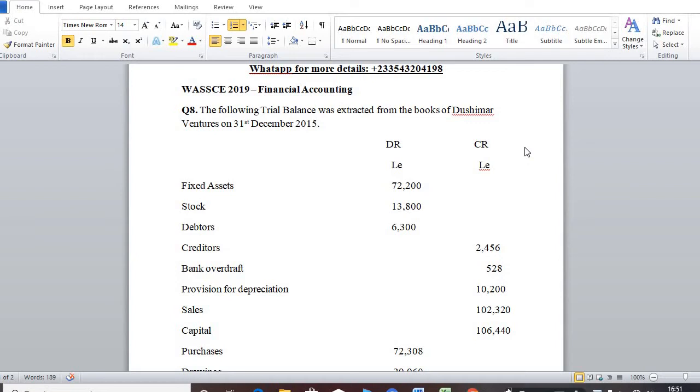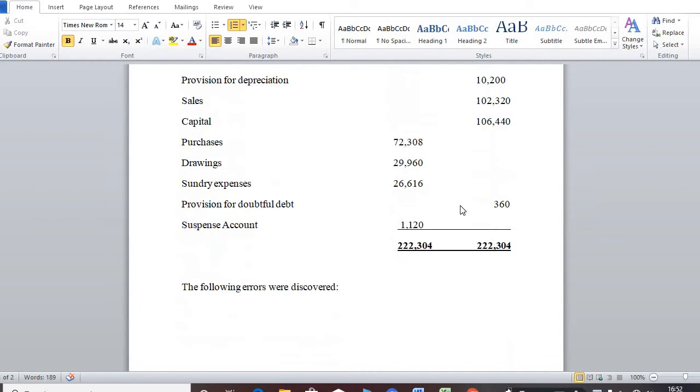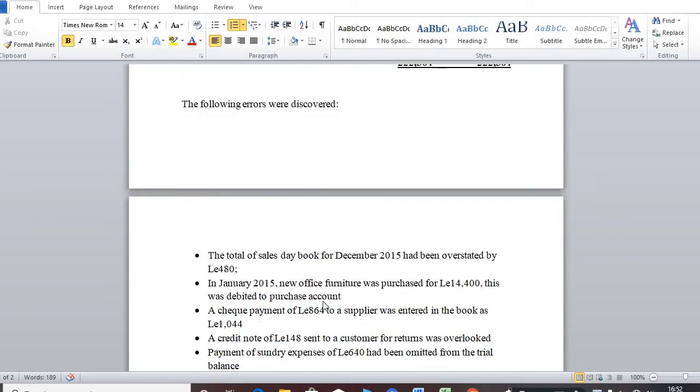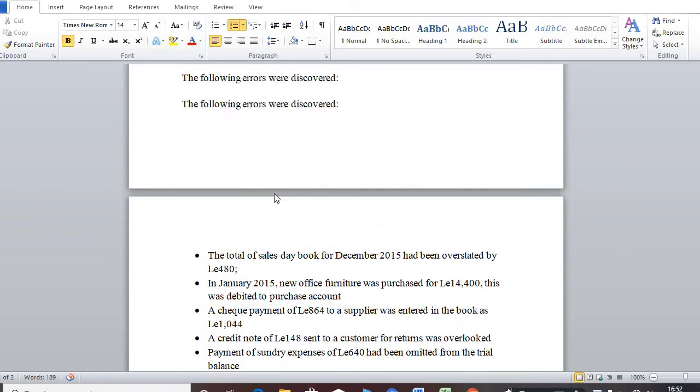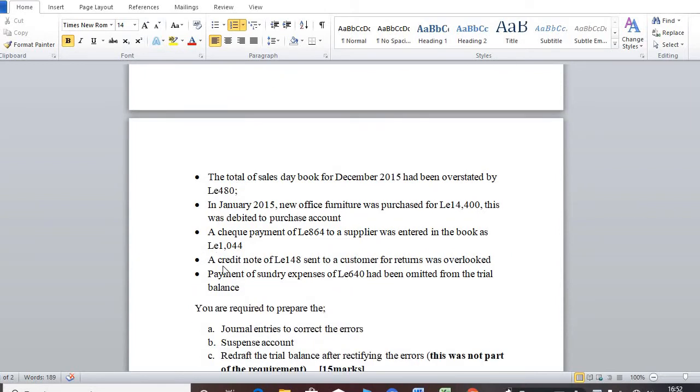Let's move on to the solution itself. So we are starting with the question, which said that we should use the journal entries to correct the errors that were discovered. These are the errors that were discovered when an investigation was conducted.